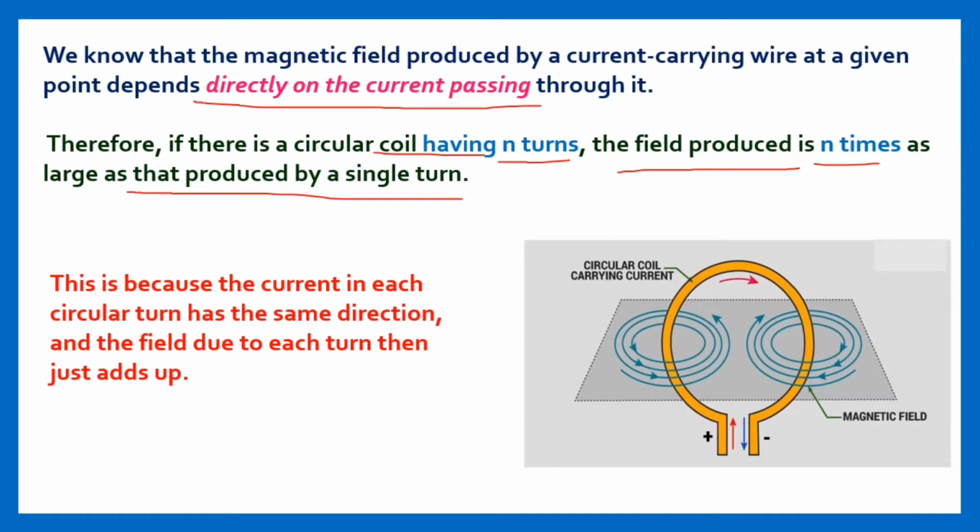This is because the current in each circular turn has the same direction, and the field due to each turn just adds up, and at the end it will become n times, where n is the number of turns in the coil.